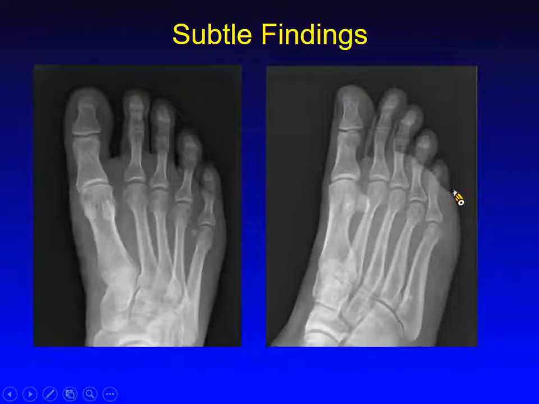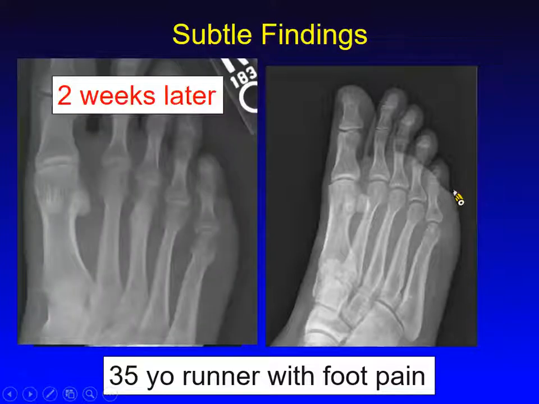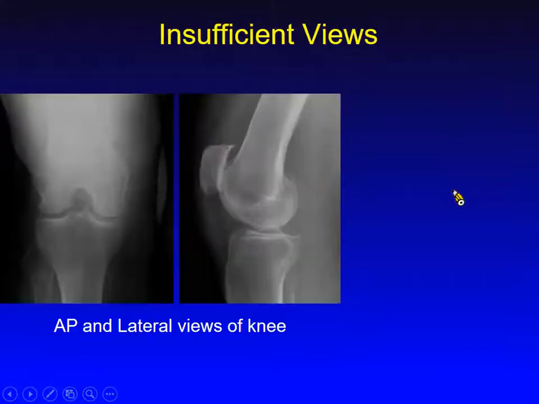So, subtle findings. Here's a case, someone has foot pain. Does anybody see a finding here? 35-year-old woman with foot pain. Now 2 weeks later, I think everybody can see that there's a subacute or chronic fracture there that's healing. Now, if we go back to the prior study, we can see that there's very subtle periosteal reaction along the head of that third metatarsal. You may not be faulted for not seeing that, but some of these findings can be quite subtle.